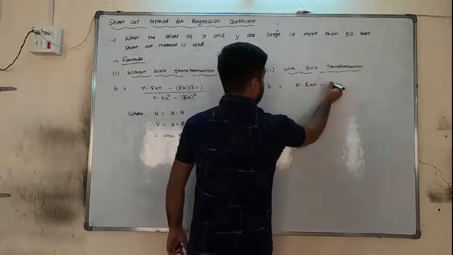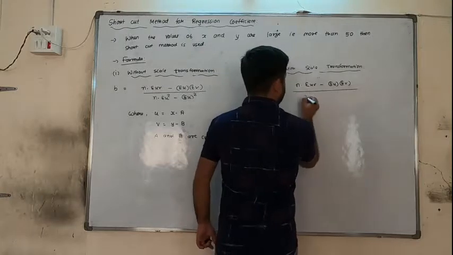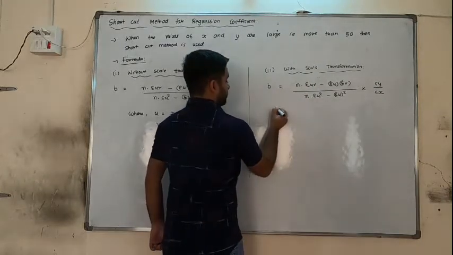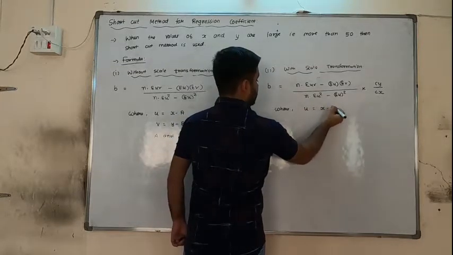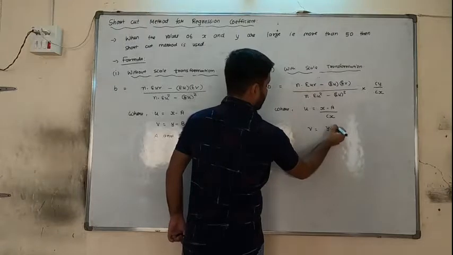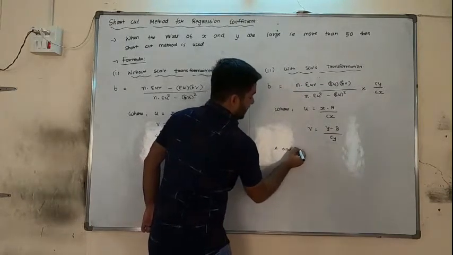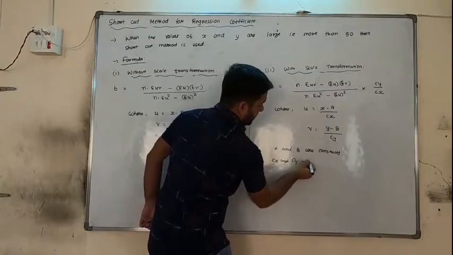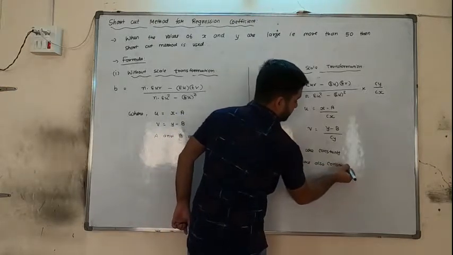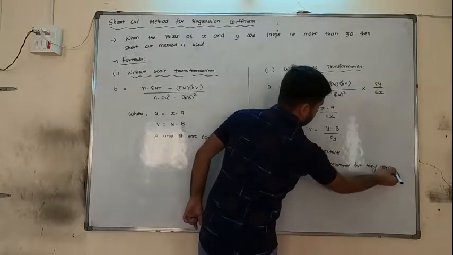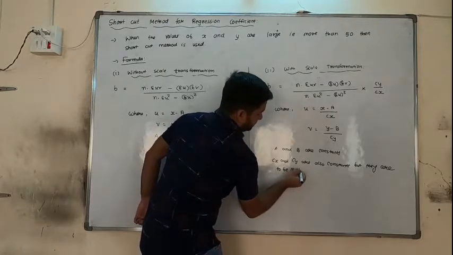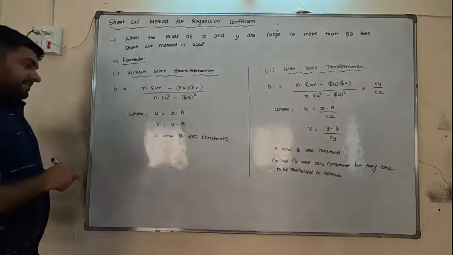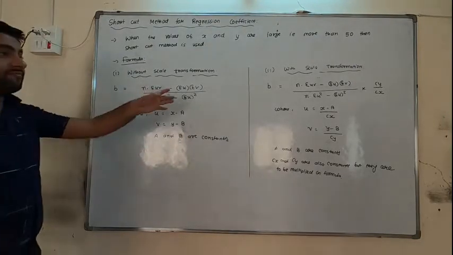b is equal to n into sigma uv minus sigma u into sigma v upon n into sigma u square minus sigma u whole square, multiplied by cy by cx, where u is equal to x minus a upon cx, v is equal to y minus b upon cy, a and b are constants, cx and cy are also constants, but they are to be multiplied in the formula.